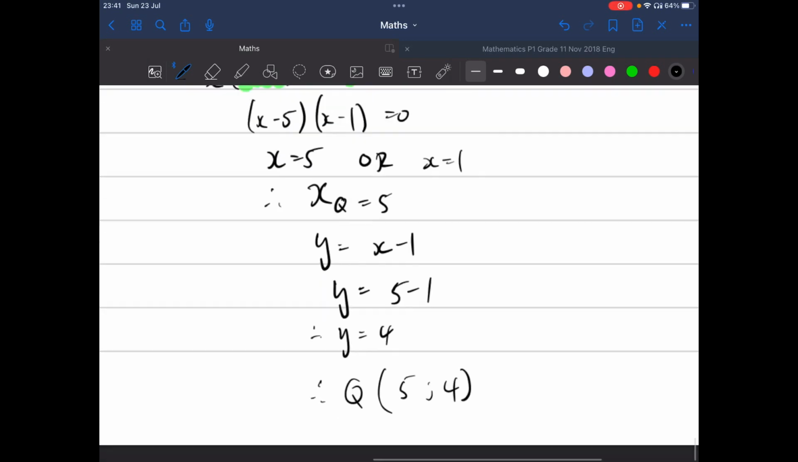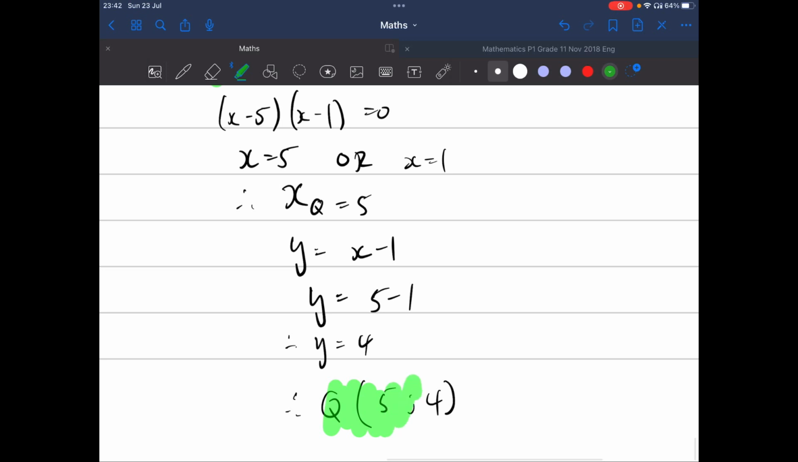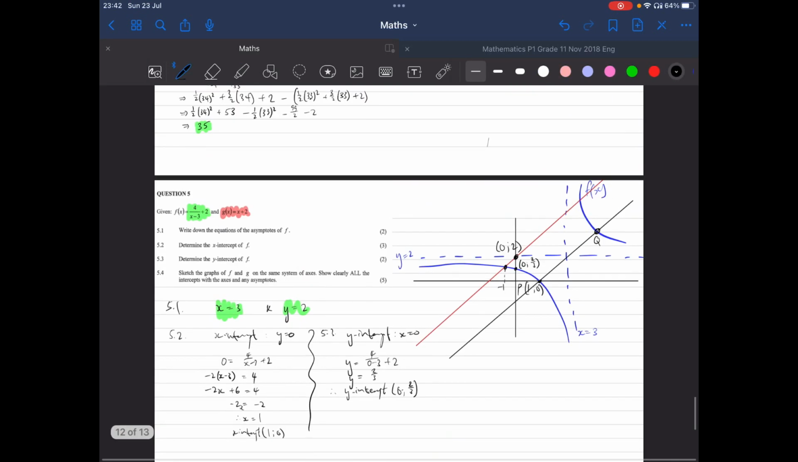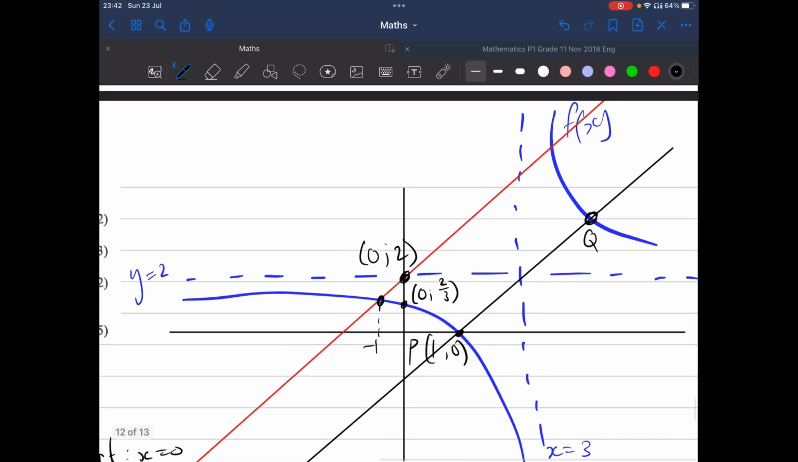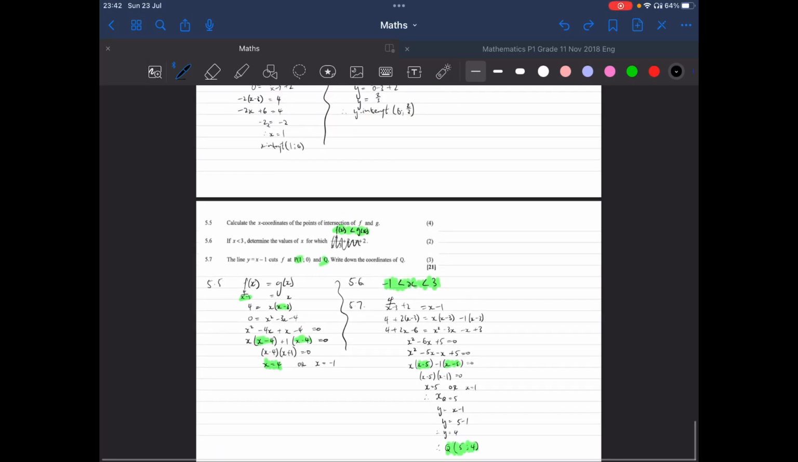Okay, now let's think if that makes sense. We're saying that Q is at (5, 4). Right, let's go back to our graph where we drew it in. Remember, this was the line y equals 2. So the fact that our point of intersection is above that, right? We said this is at (5, 4). The fact that this is at 4 means that that looks fine because it's above that line. And the fact that this is 5 and this line here was 3 and it's on that side of the line means that that also makes sense. Okay, so that's question 5 done.